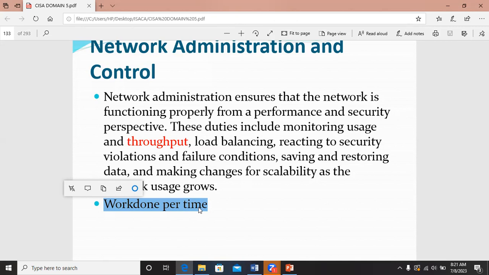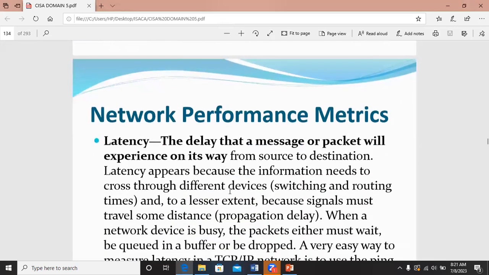So there is security incident discovery, failure conditions, backup of data being processed in the network, and making changes for scalability as the network usage grows. That's capacity management.